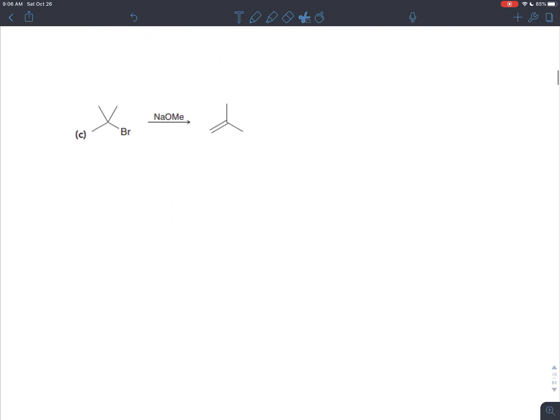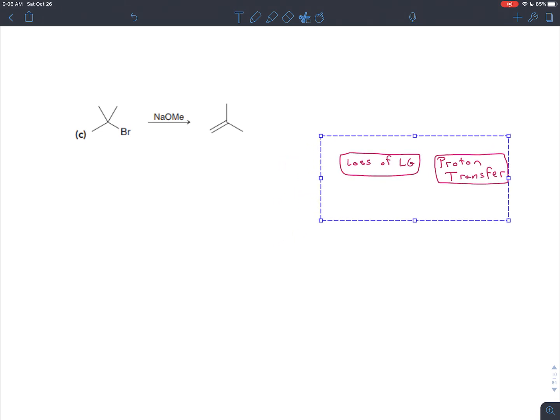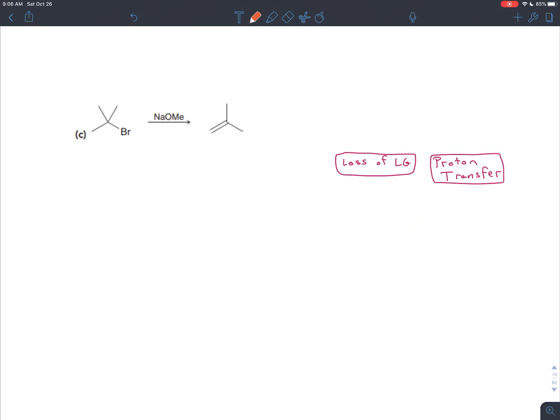Okay, so we're going to do this again, and our 2 essential steps are loss of a leaving group and proton transfer, and those need to happen at the same time in an E2 reaction. So we will draw our molecule. Now this Me here is a methyl group. You notice the metal and the non-metal. Metals have very low electronegativity, so they give their electrons away to whatever they're bonded to, in this case, the oxygen, and so the oxygen gets the full negative charge.